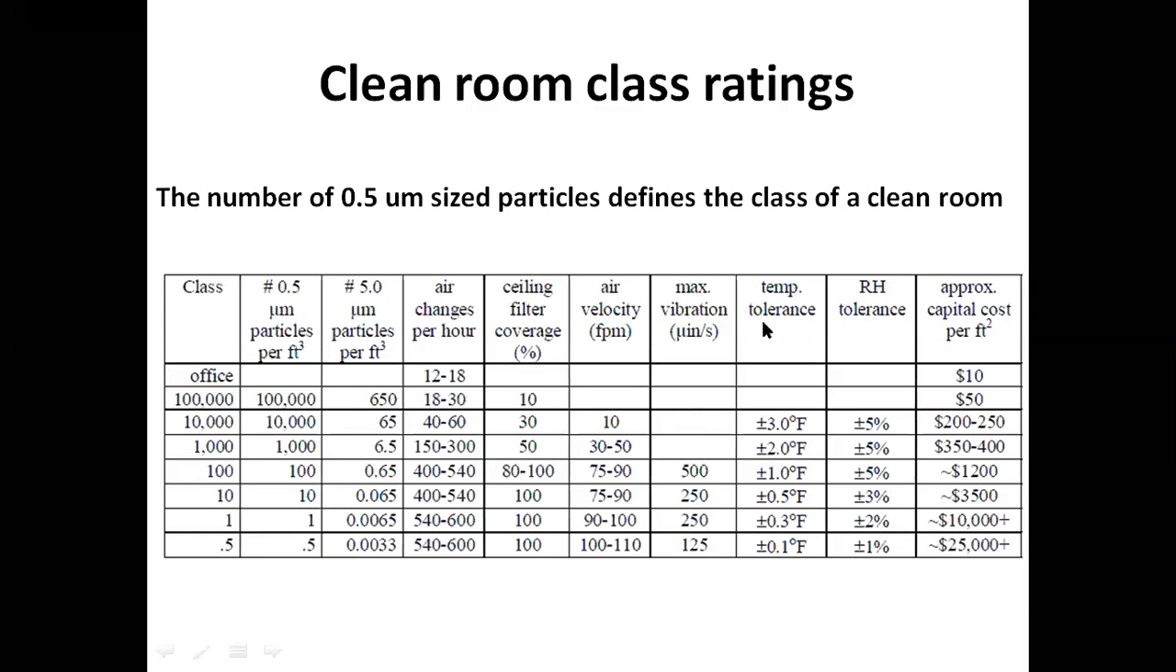And temperature tolerance. The comfortable temperature normally for human being is 22 degrees centigrade. So normally the temperature inside the clean room is around 22 degrees centigrade. Temperature tolerance means plus minus. So plus minus 3, plus minus 2, plus minus 1, plus minus 0.5, plus minus 0.3 degrees centigrade, plus minus 1 degree centigrade. So for these class ratings, it is accepted.